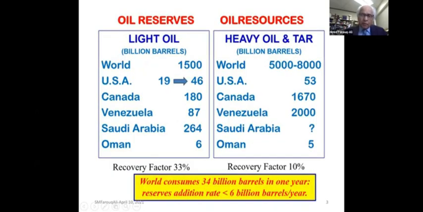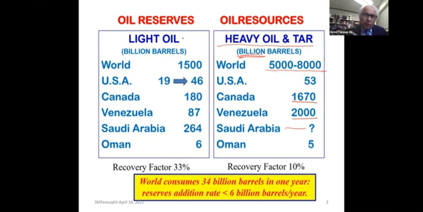Now, our target in all thermal recovery processes is really heavy oil and tar sands. You see here, heavy oil and tar sands. In the world, there are 5 to 8 trillion. Okay, this is billions of barrels. So 5,000 to 8,000 billion, 5 to 8 trillion with 12 zeros. USA has about 53. Canada and Venezuela have the largest. And there is still a lot more in Saudi Arabia, other countries.